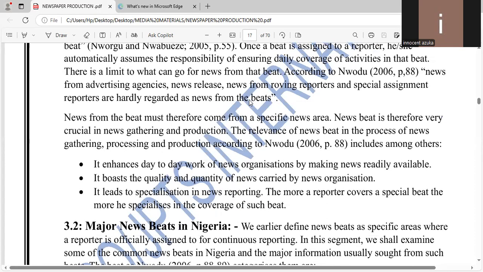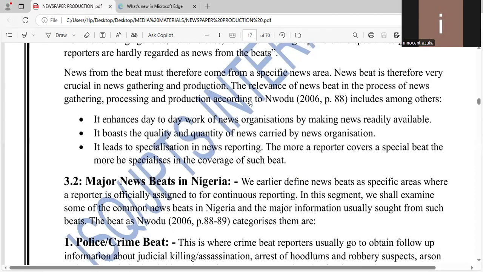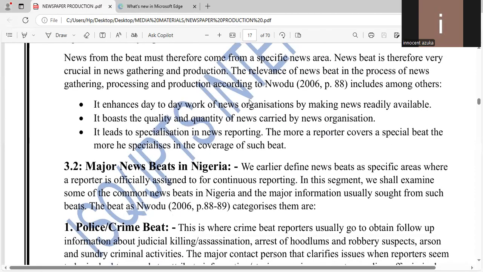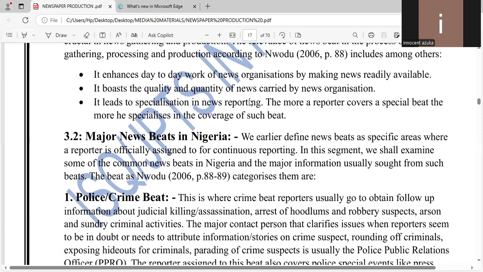So what does it do? It enhances the day-to-day work of a news organization by making news readily available. It boosts the quality and quantity of news carried by a news organization. It leads to specialization and also gives every kind of newspaper that you want. So, the major news beats in Nigeria.